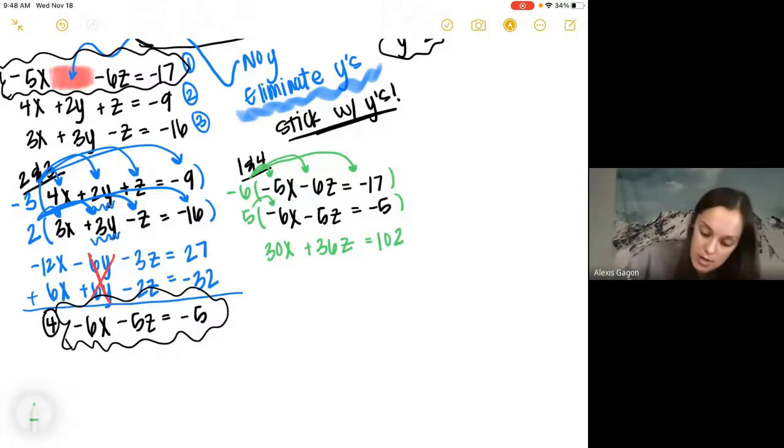Do the same thing on the bottom. So we're going to multiply this into all three of these. So 5 times negative 6x is negative 30x. 5 times negative 5z is negative 25z. And 5 times negative 5 is negative 25.